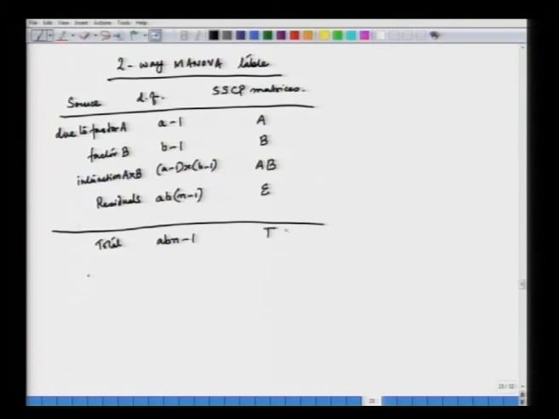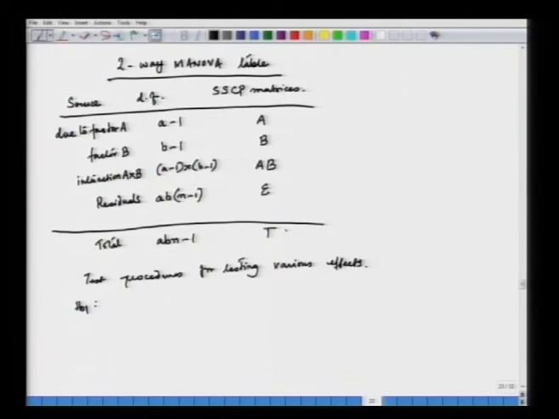I am going to give the test procedures for testing various effects. Now, the first null hypothesis here, quite logically, is that we have the equality of the interaction effects, and this is equal to 0. If that is accepted, then we will move on to the next group of hypotheses, where we can test for the equality of means of the two factors separately.